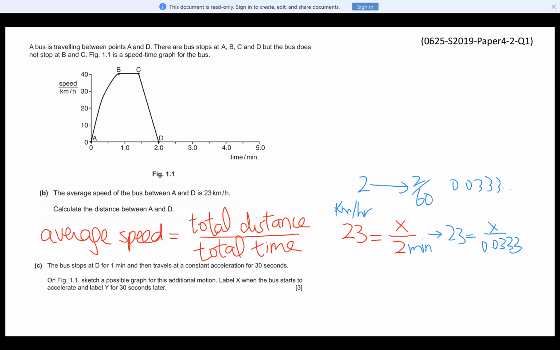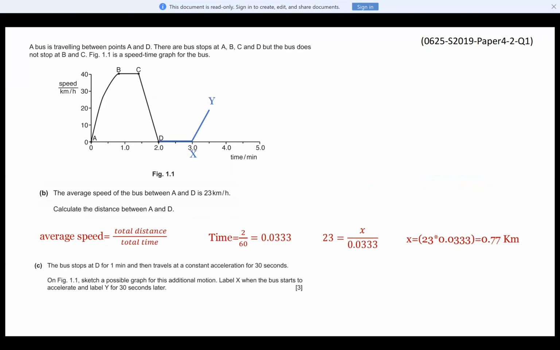Let's look at the written answer. Like we said, all we have to do is write 23 equals x over 0.0333, and we multiply the two together because we take this to the other side, and it becomes 0.77 kilometers.